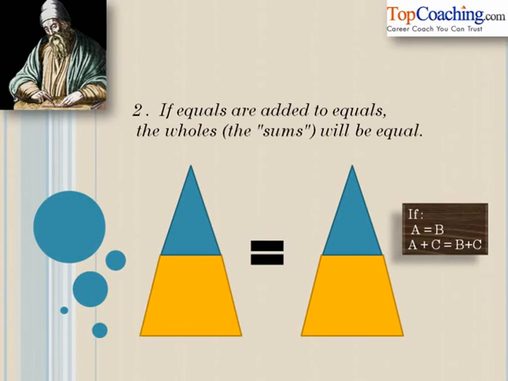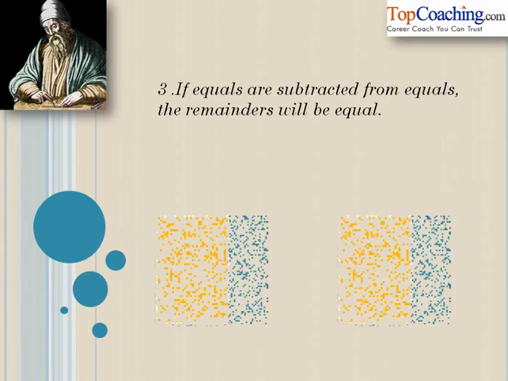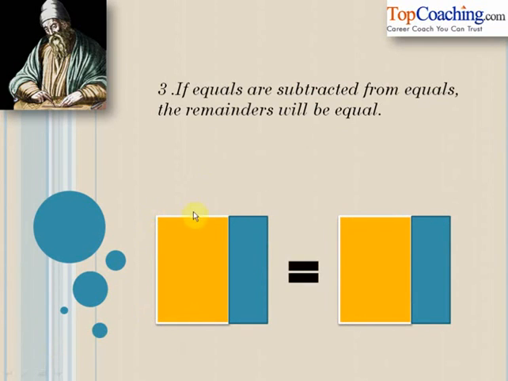Let's look at the third axiom, and it says that if equals are subtracted from equals, the remainders will be equal. Now earlier we added equals. Now here if we subtract equals from equals, then again the result obtained or the remainders obtained would also be equal. For example, let us say that this is a figure which is equal to this figure. That is, the area of this figure is equal to this figure.